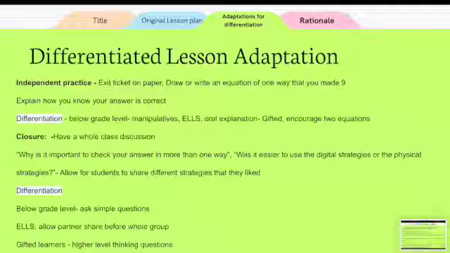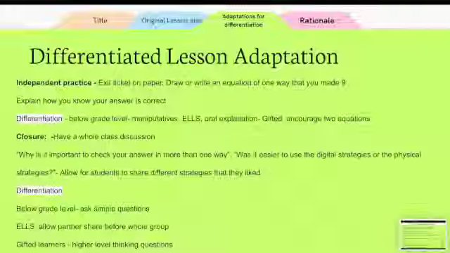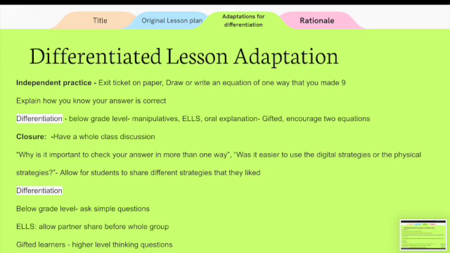For our closure section, we are going to have a whole group discussion going over why it is important to check our answer in more than one way, asking them what was the easier way for them to answer the questions, either digitally or physically. And then for our differentiation for that, we can ask simple questions for our below grade level students.